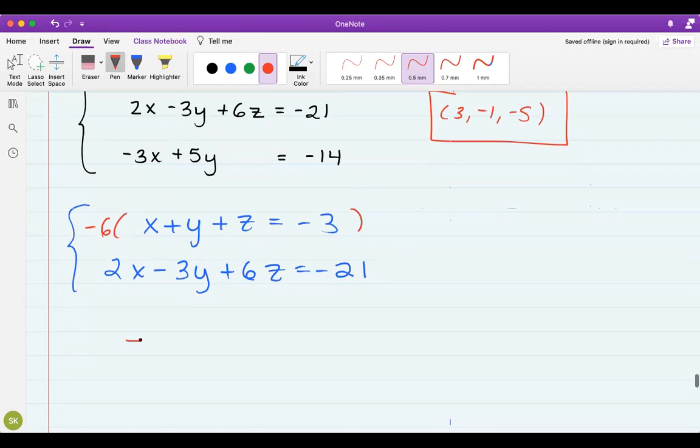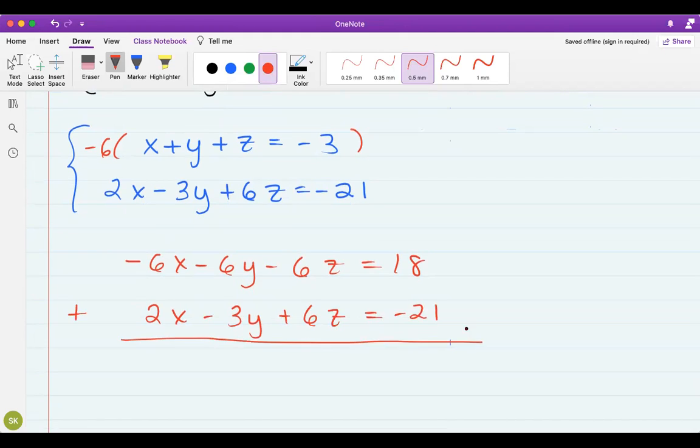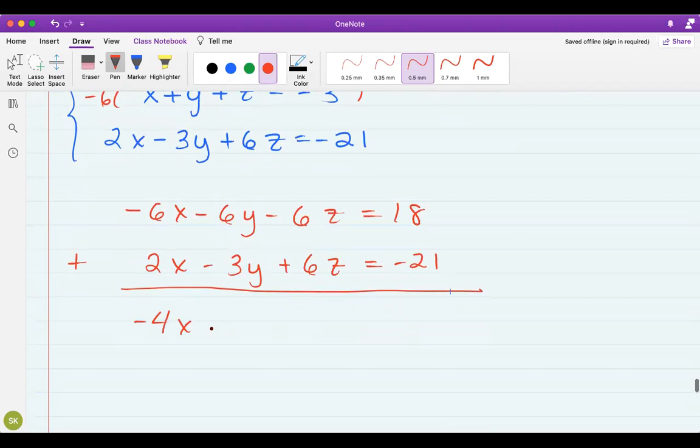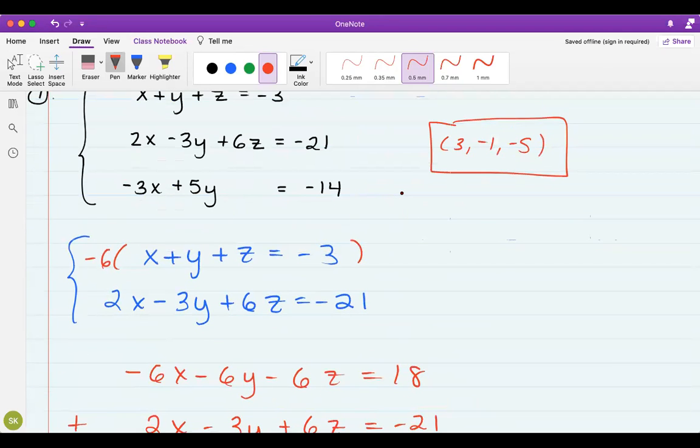And if you do that, you get -6x minus 6y minus 6z is equal to 18. And then the bottom equation is 2x minus 3y plus 6z is -21. And then you add these two together, you get -4x minus 9y is equal to -3. And I believe this was the equation we had before, where they were all positive. So this would be the first equation. And then again, we use this equation and we would get the same answer.